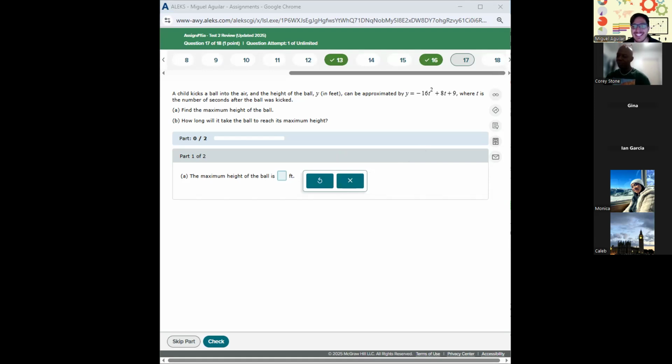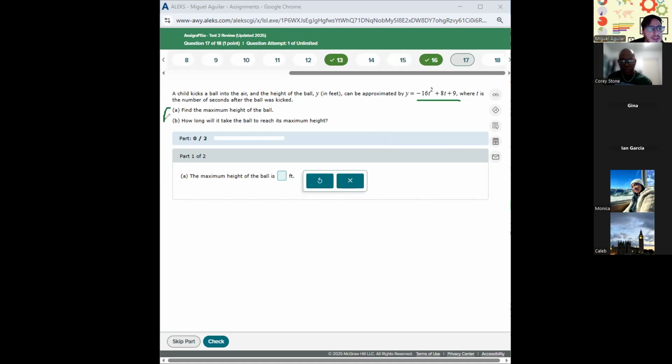All right. Let's see. This one I think we want to do on paper, but let's read it first. It says a child kicks a ball into the air, and the height of the ball can be approximated using this equation here: y equals negative 16t squared plus 8t plus 9, where t is the number of seconds after the ball was kicked. That was kind of a doozy.